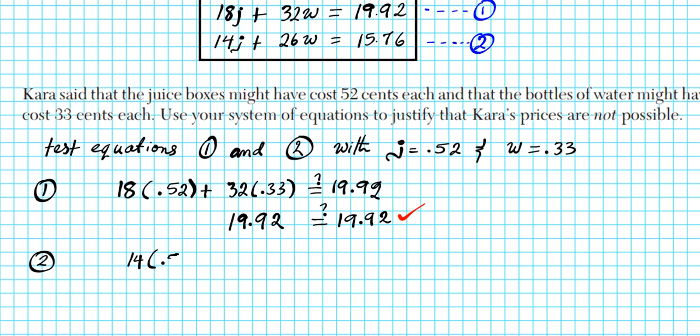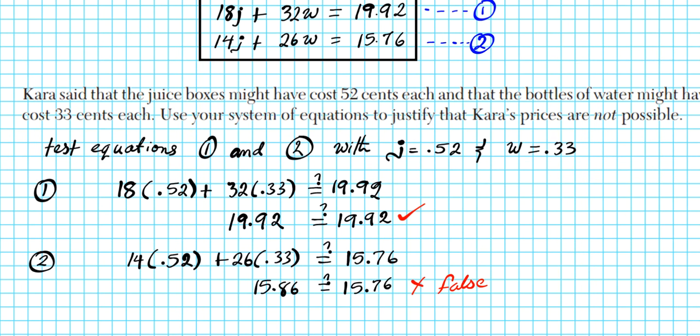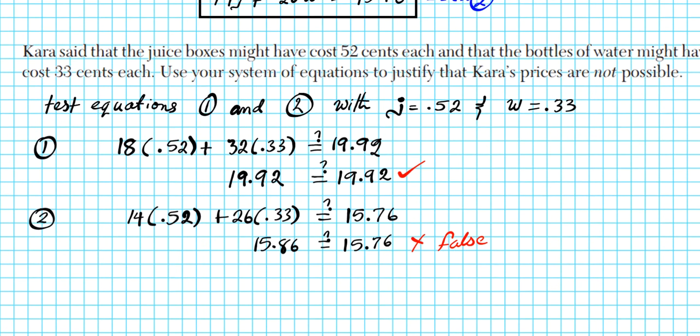14 times 0.52 plus 26 times 0.33. This is what you get when you substitute Kara's answers into the second equation. So is this a true statement? If you plug this into your calculator, you get 15.86. Is that equal to 15.76? It's no, it's false. Okay, so what's the justification here?